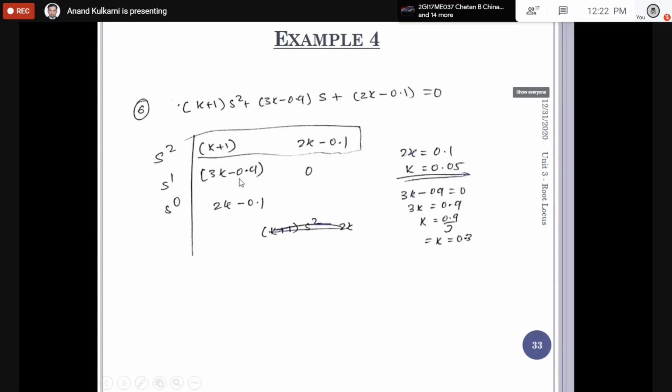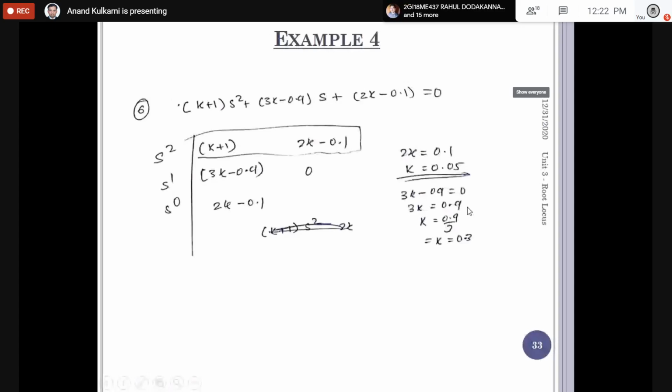If you simplify, this multiplied by this minus this multiplied by this, that is 0, divided by this, it is this one only, 2 into (2k minus 0.1). If you see the values here, one is 2k is equal to 0.1, or k is equal to 0.05. This is one value. Second value is 3k minus 0.9 is equal to 0, that is 3k is equal to 0.9, or k is equal to 0.3. So if you put k is equal to 0.3, this term will become 0. If this term becomes 0, the whole row becomes 0.